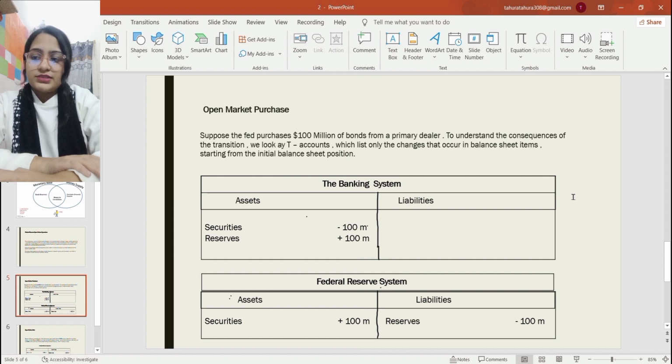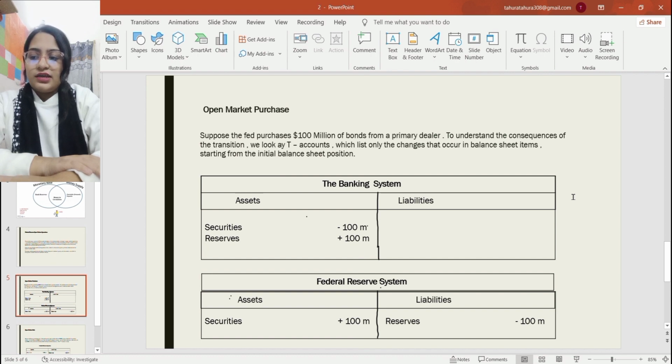The changes in the banking system will be that securities will be reduced and reserves will be higher, because when the bank sells the securities to the Federal Reserve System, the securities must be reduced, and for this sale to the Federal Reserve System, the bank will receive reserves from the Federal Reserve System, and their reserves will increase by $100 million. Then the Federal Reserve System will also change.